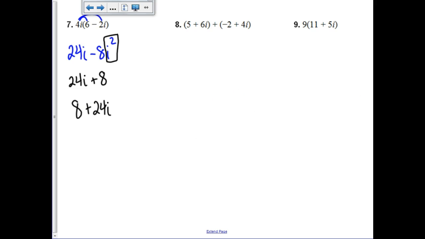When you hit number 8, we are adding 2 complex numbers together. So you're going to add the real components, and then you're going to add the imaginary components, and write a simplified answer. So 5 plus negative 2 is 3. And then positive 6i plus the 4i should be a plus 10i.